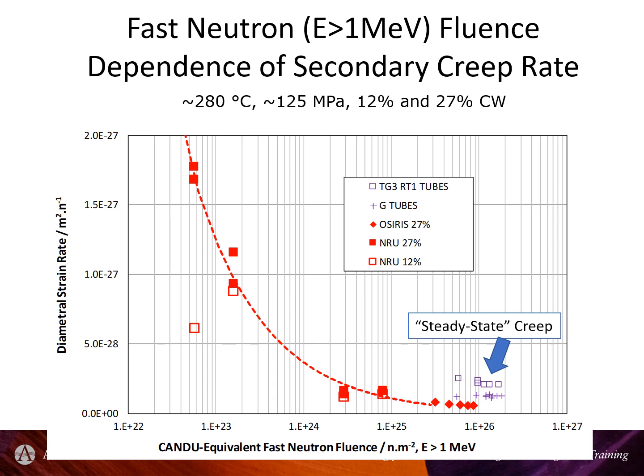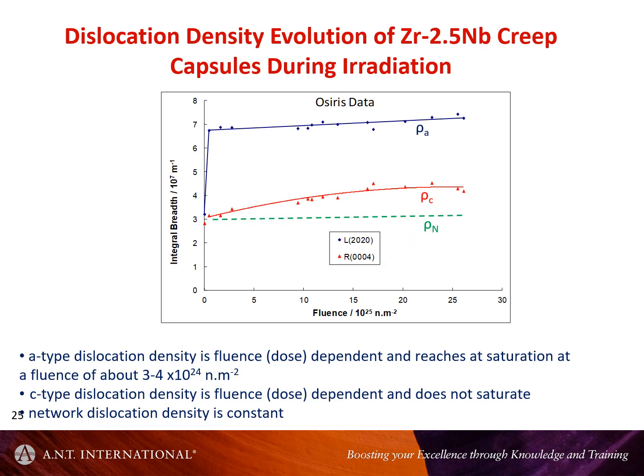This is some data now from creep capsules showing exactly the same thing, and here we're comparing different tubes, creep capsules here, and what you'll notice is that the creep rate is actually continually decreasing, and that's consistent with the C component loop structure evolving. So that can be explained based on this kind of evolution in the microstructure.